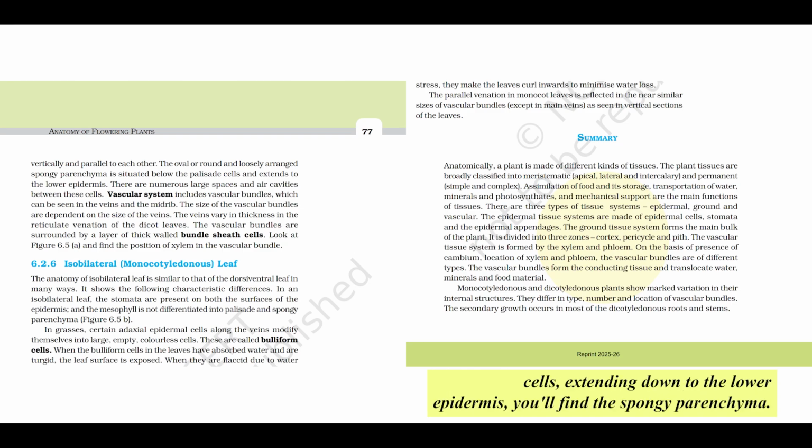Right below the palisade cells, extending down to the lower epidermis, you'll find the spongy parenchyma. These cells are typically more oval or rounded in shape, and their key characteristic is that they are loosely arranged. There are numerous large spaces and extensive air cavities between them. These air cavities are incredibly crucial for efficient gaseous exchange.